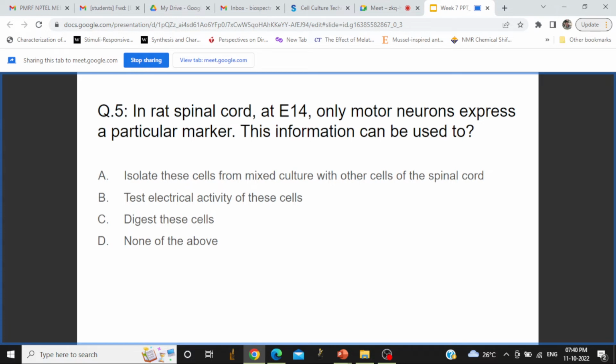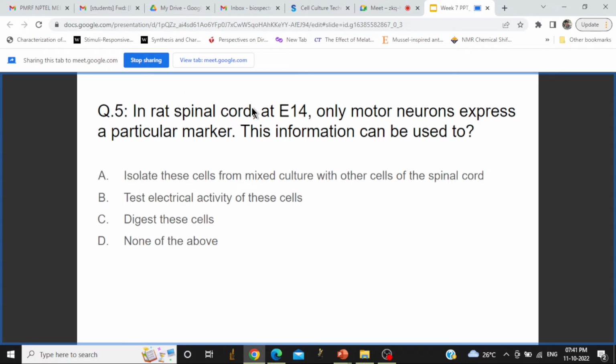Yes, Sandhya. Answer is A. As I already said, there are specific types of markers present in different types of cells. Neurons also have some specific markers, which are known for neural cells or different types of neural cells. When we take the spinal cord from the rat and digest it, different types of cells, glial cells and neurons, will come in the media. So if we want to isolate some specific types of neural cells, these markers will be helpful. So A part is the answer.